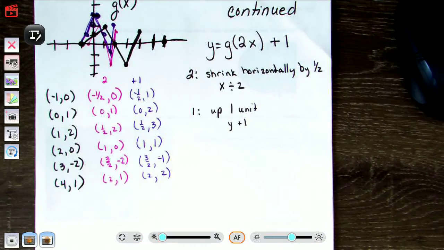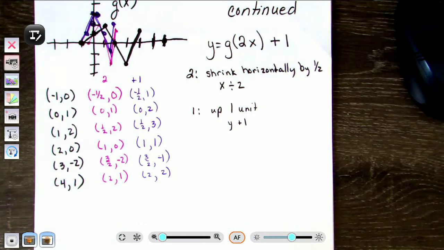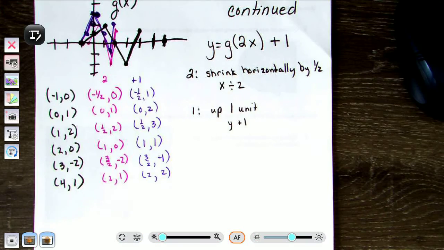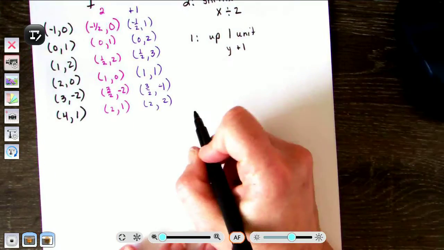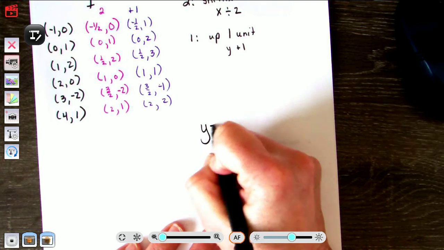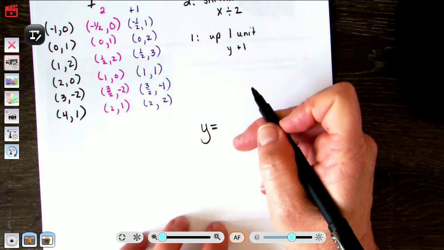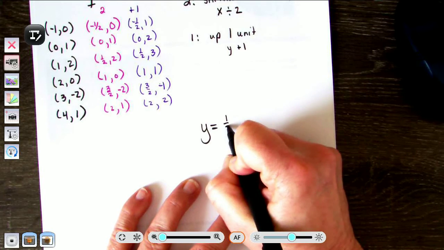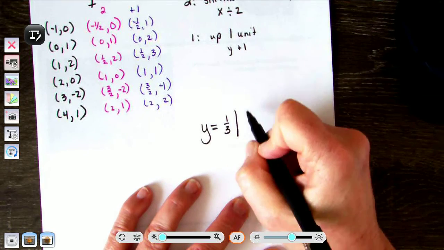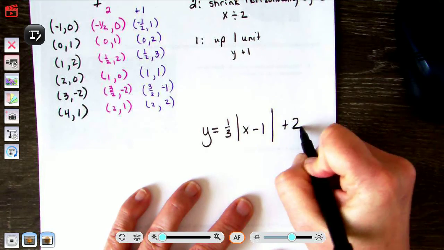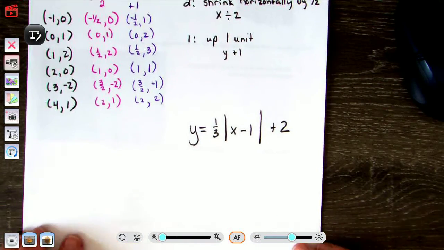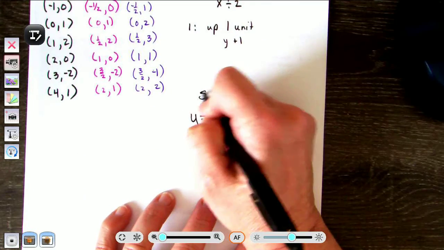That is really drawn badly, but these points on a graph, and there you go. Okay, I'm going to choose a graph now that we know, a function that we know. And I'm going to pick, let's just draw y equals 1/3 absolute value of x minus 1, plus 2. Okay, so we're going to sketch this guy.